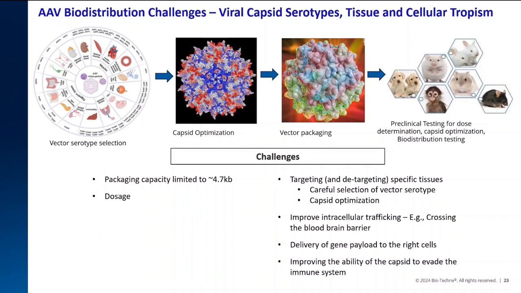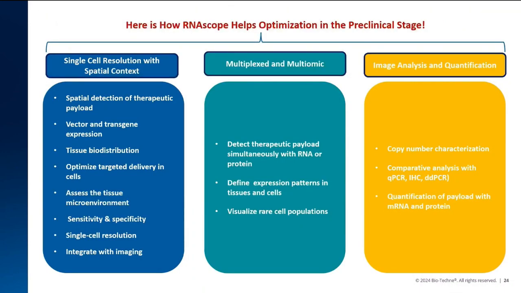So how does RNAscope technology and our service team help in addressing these challenges that we just discussed? Basically, we can help you visualize exactly where the AAV vector and transgene are going to inform decisions on the next optimization steps. We can provide single-cell resolution detection and spatial context, as RNAscope assays can show the biodistribution of the vector and transgene within specific tissues and cells after dosing with various optimized vectors.